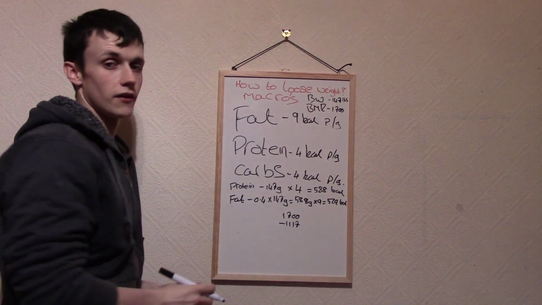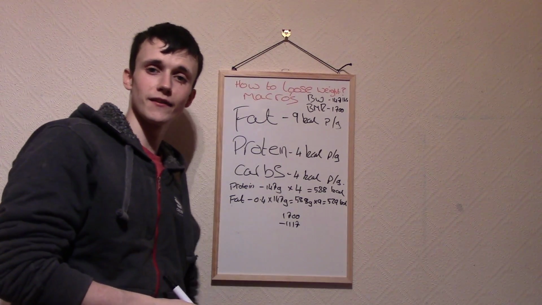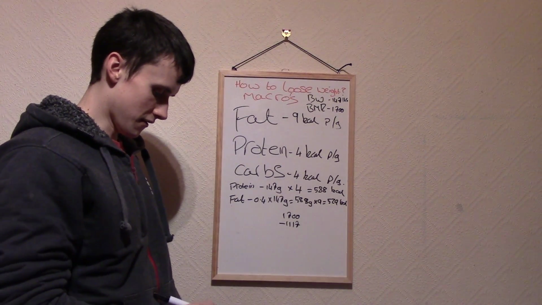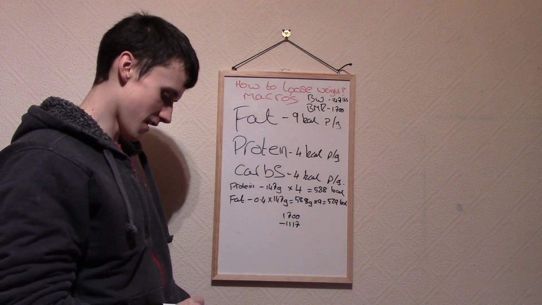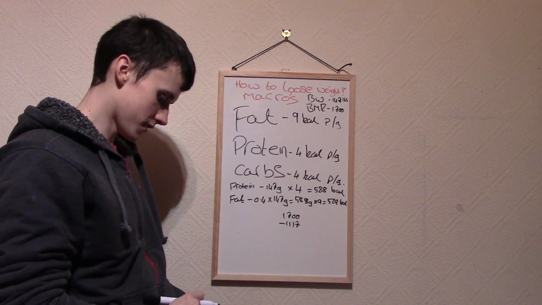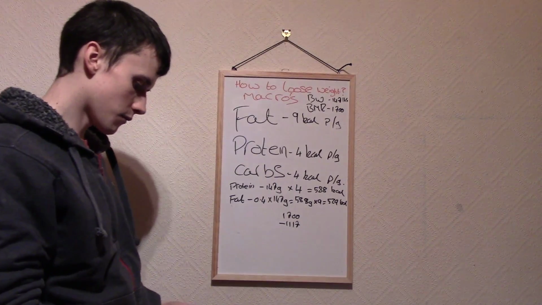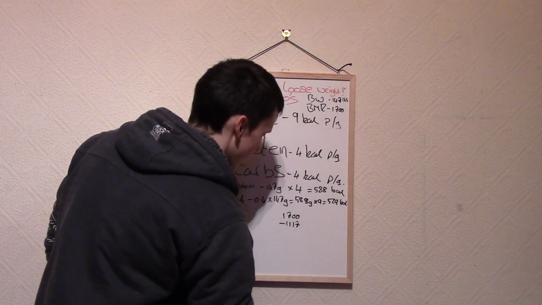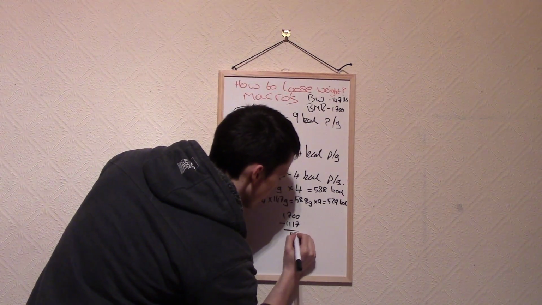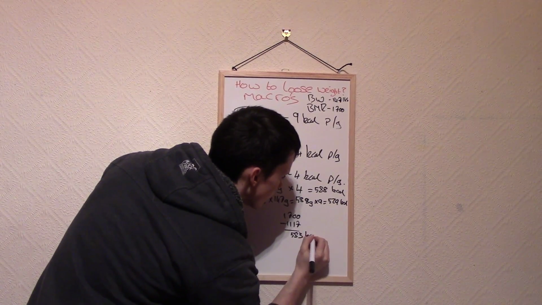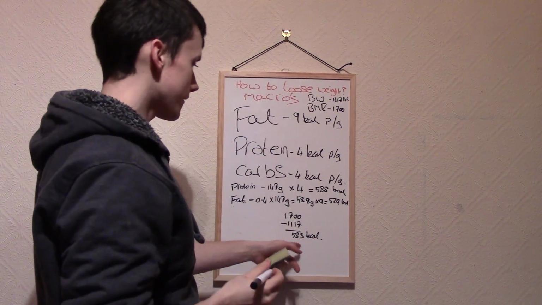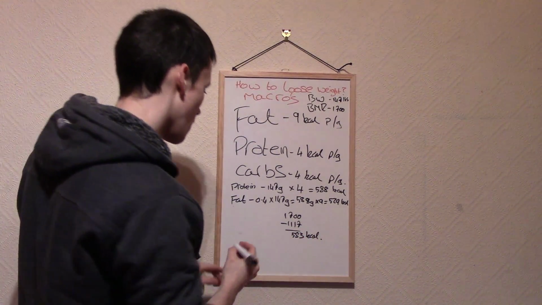Now this is where it's good. I'm just going to use a calculator in this one because I'm never good at counting down like that. 1700 minus 1117 leaves us with 583 calories. 583 kcal. Okay, so this is the amount of calories we need for our carbs.